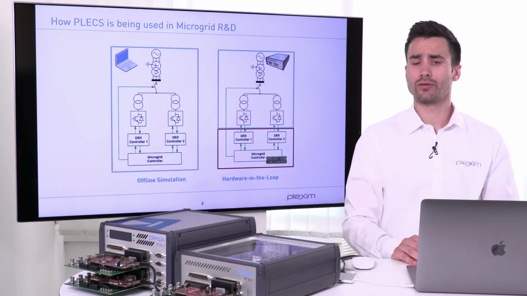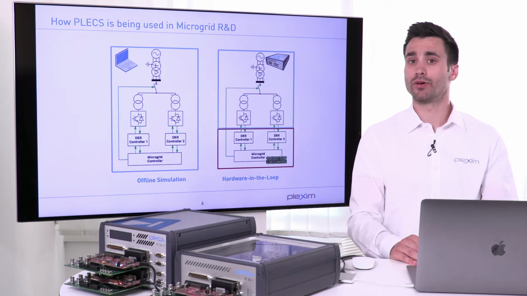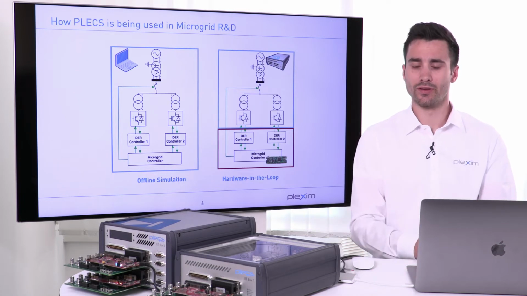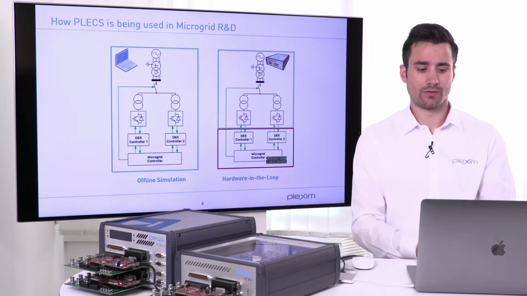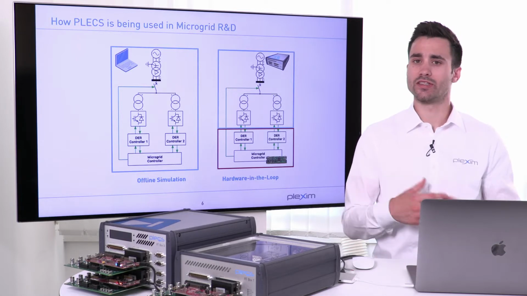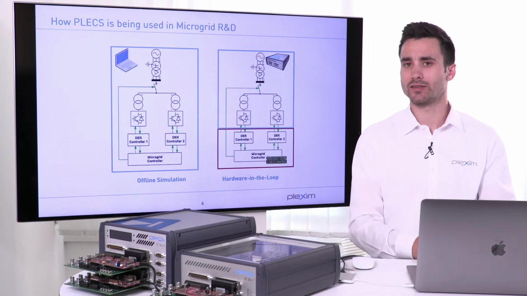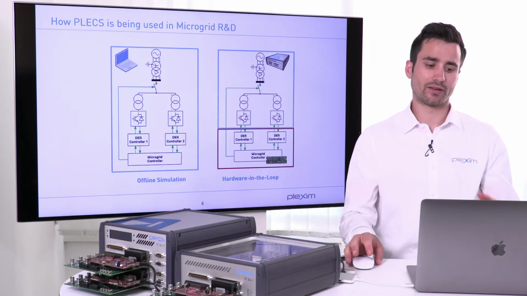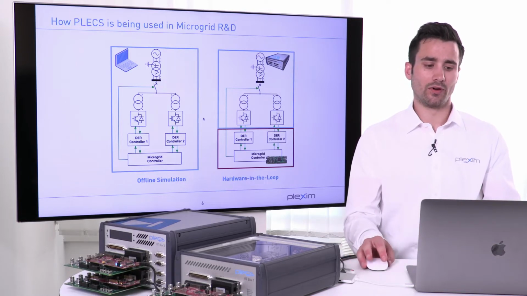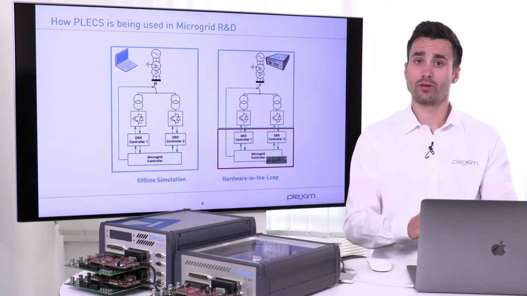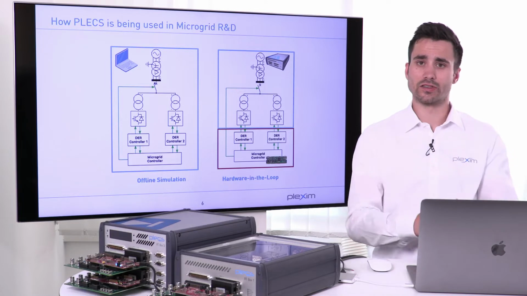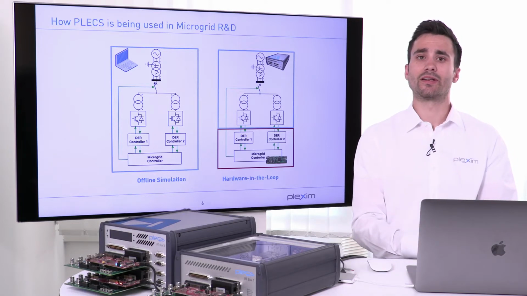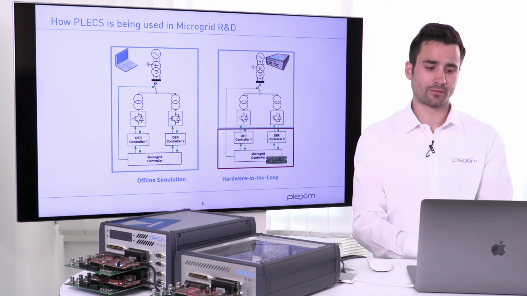So how can you use PLECS for your microgrid research and development? Basically, there are two key ways to do so. First of all, there is offline simulation, which is quite a traditional way to analyze such systems. So you build a simulation model of your hardware and also a simulation model of your controls, for example in PLECS Standalone, and you can then simulate different scenarios.